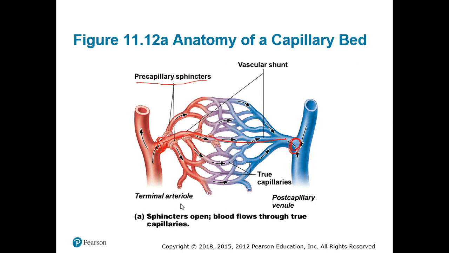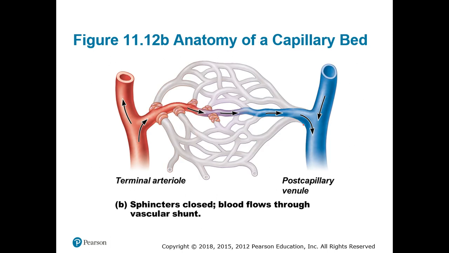So again, here is where our sphincters are open. You can see blood flowing all throughout it. We have oxygenated blood coming in. The purple is showing where the exchange is occurring, and blue is now that it's oxygen poor, it's going to go to this venule. If the sphincters were closed because it needed to divert blood, here you're going to see it close the sphincter. My blood's going to go down the vascular shunt. It's just not going to go into the true capillaries.